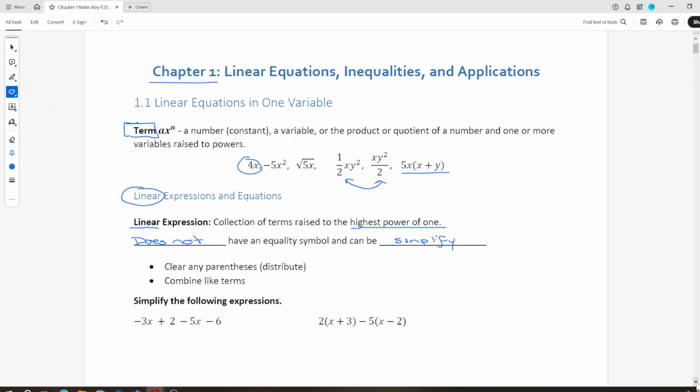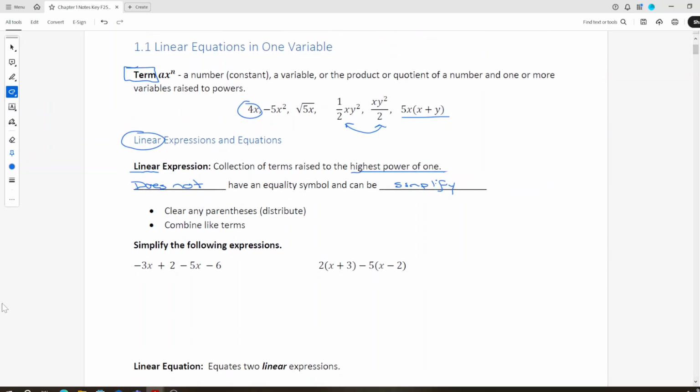So I have two examples of expressions down here. This one, I have a collection of 4 terms where the highest exponent on x is 1. So this is a collection of linear terms or a linear expression. And when I look at this, there aren't any parentheses. The only thing I could do is combine like terms. So I have a negative 3x and I have a negative 5x. You can combine those together because they have the same variable raised to the same exponent. And in fact, you could rewrite this expression as negative 3x minus 5x plus 2 minus 6.